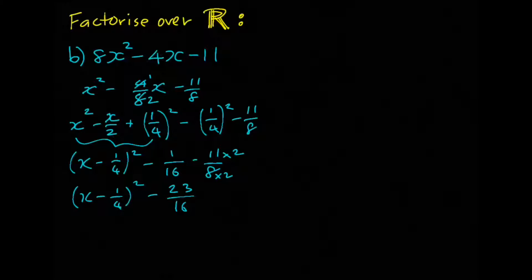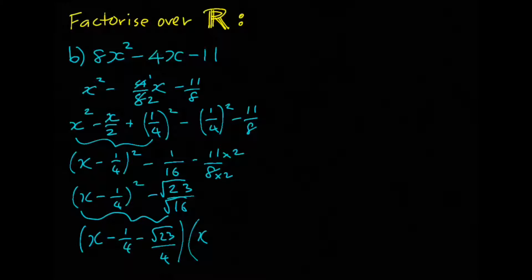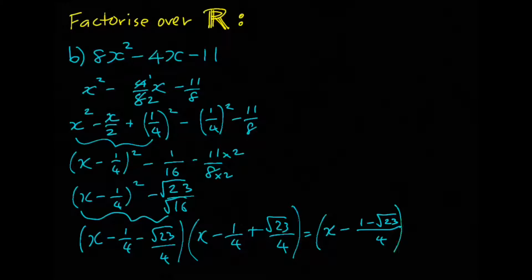So if we take the square root of top and bottom, we can put this in the format x minus a quarter minus root 23 on root 16, which is 4, times x minus a quarter plus root 23 on 4. So that equals x minus 1 on 4 minus root 23 on 4 times x minus 1 on 4 plus root 23 on 4.